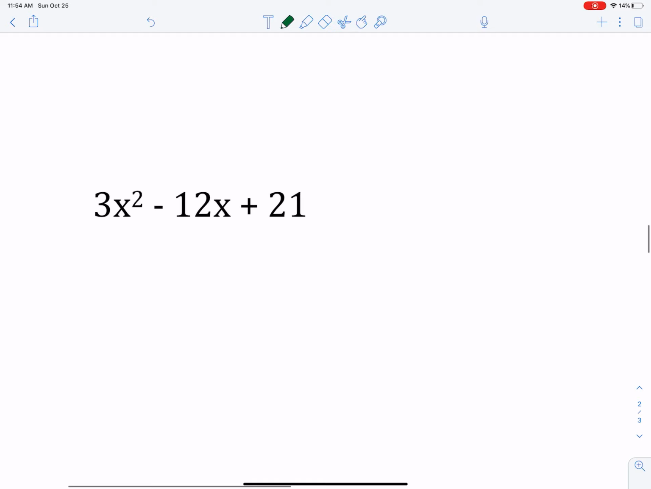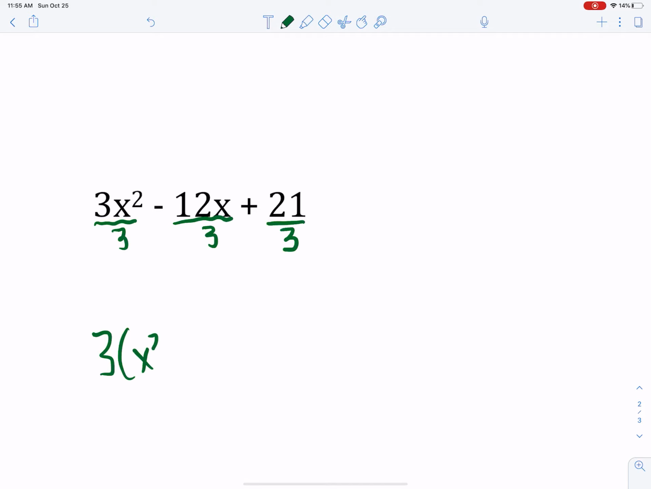Here we've got 3x squared minus 12x plus 21. Okay. So looking at these, looking for a greatest common factor, let's see. It looks like they're all divisible by 3. There's not a variable in that last term, so we can't factor out an x. 3 is the only thing we can factor out. So let's divide them all by 3. 3x squared divided by 3 is just x squared. Minus 12x divided by 3 is minus 4x. 21 divided by 3 is positive 7.